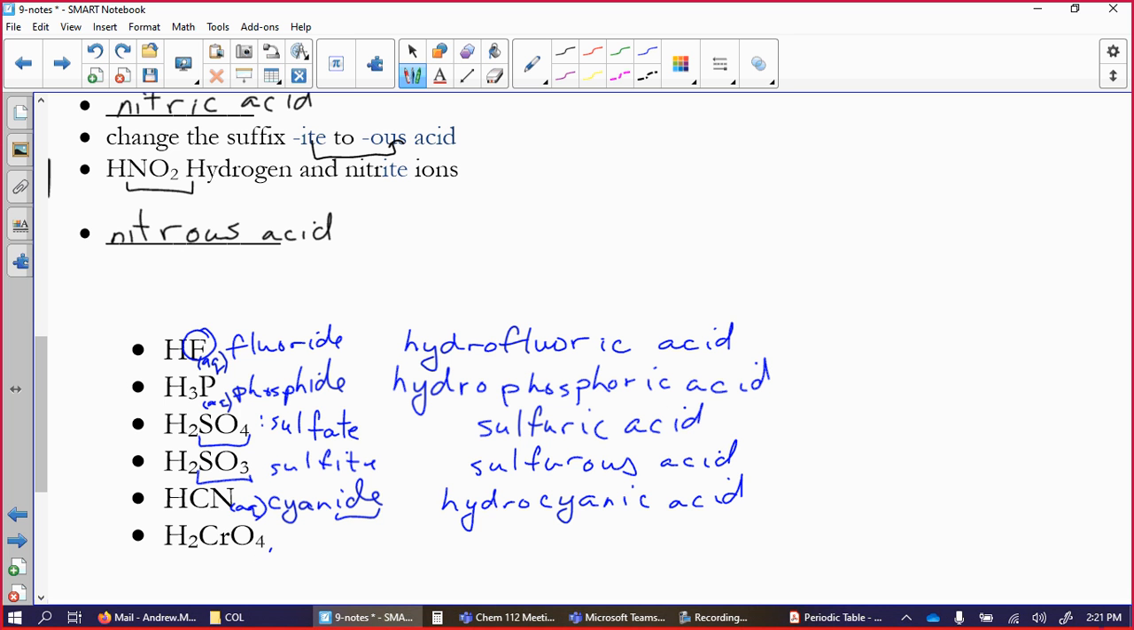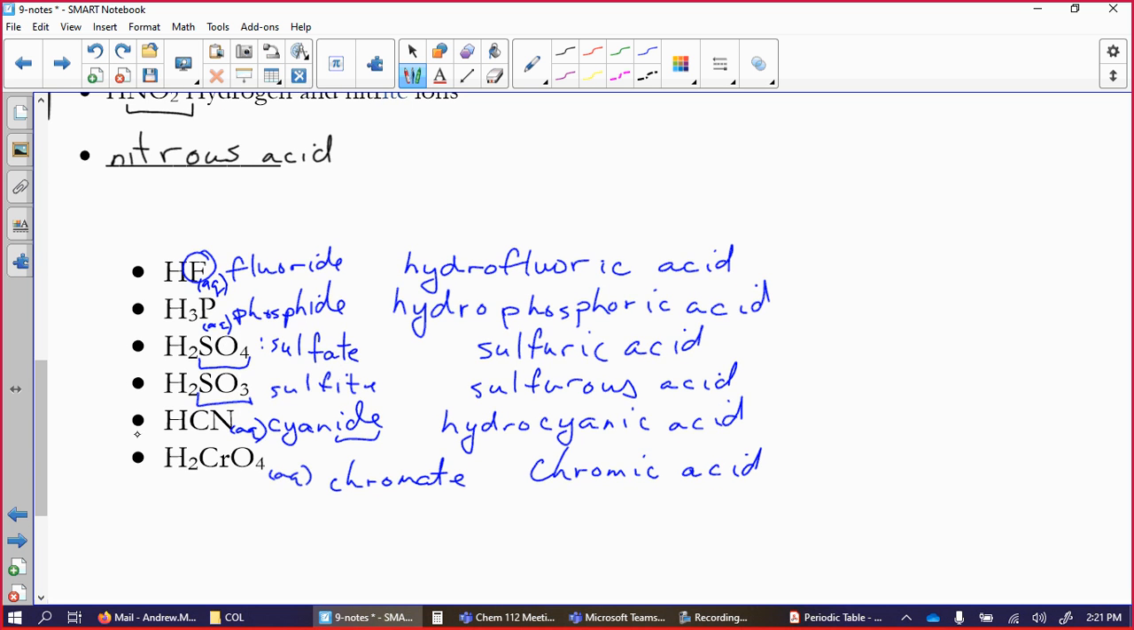And CrO4. CrO4 is chromate. So chromate becomes chromic. That is also a strong acid. It's an oxidizer. It's actually a nice orangish red color. You can use it to clean just about anything. But again, not so spectacular.